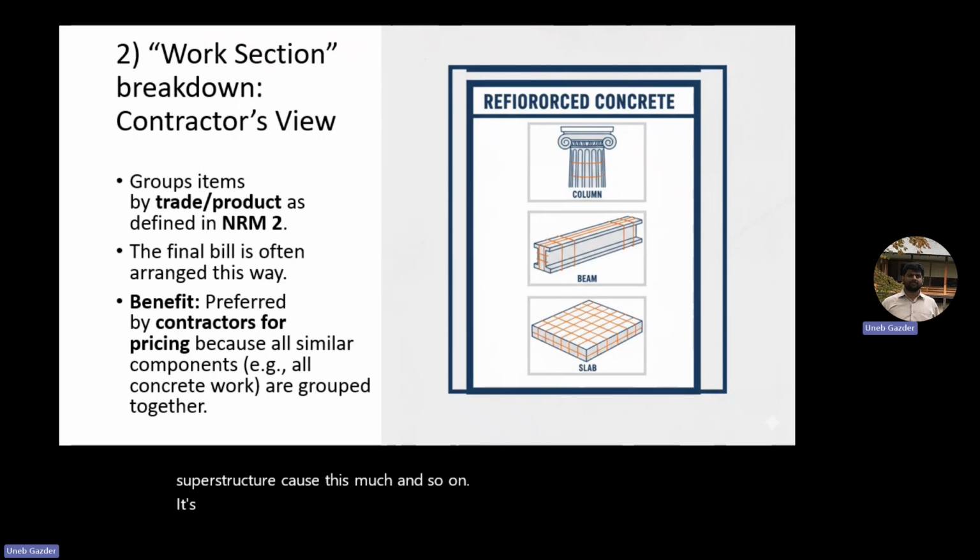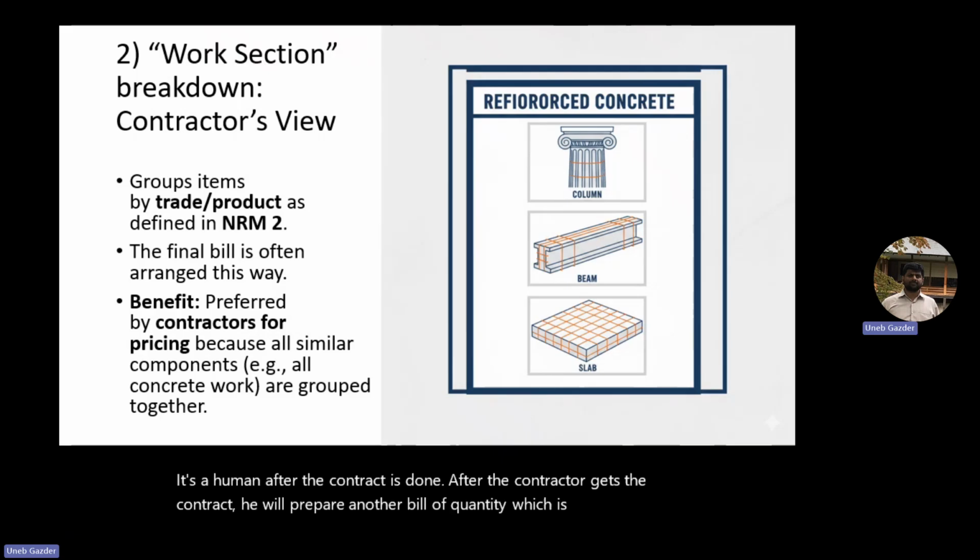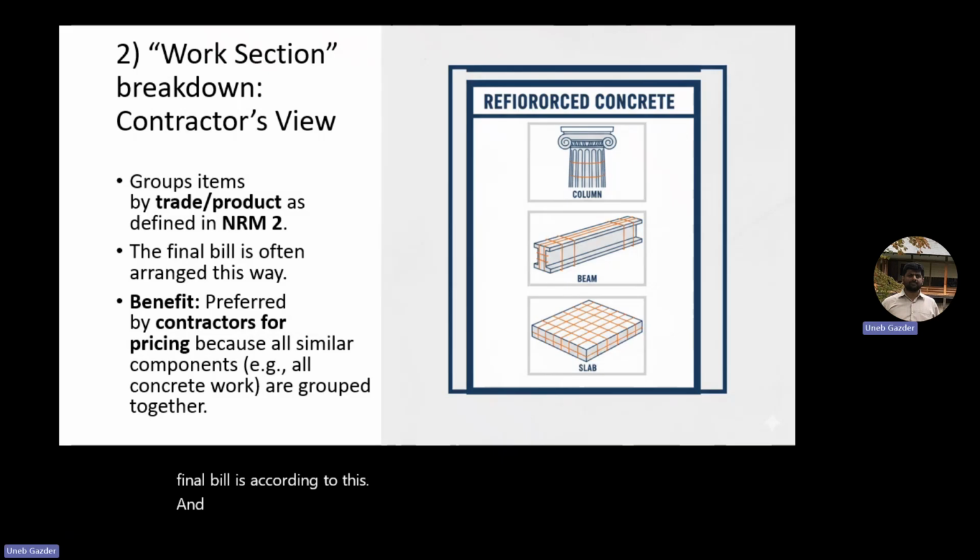After the contractor gets the contract, he will prepare another bill of quantities, which is according to work section. Obviously he has to get it approved by the client. The client can agree with him, okay, we will give you another document. But the final bill is according to this, and I already mentioned this.